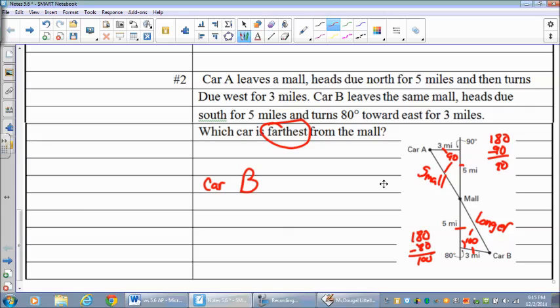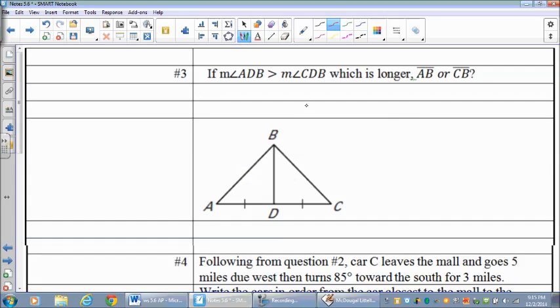All right. If we turn the page, we have number 3 at the top, and it says if the measure of angle ADB, this angle here, is greater than the angle CDB, then this angle, which one is longer? So if the left side of D is the bigger angle, then that means the side AB is longer. Okay, that one's pretty easy.